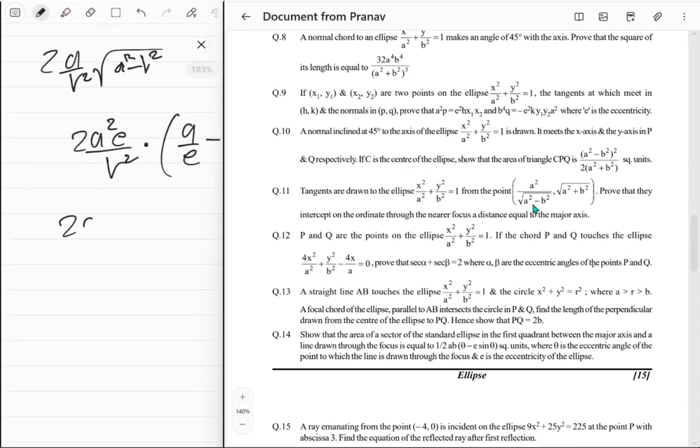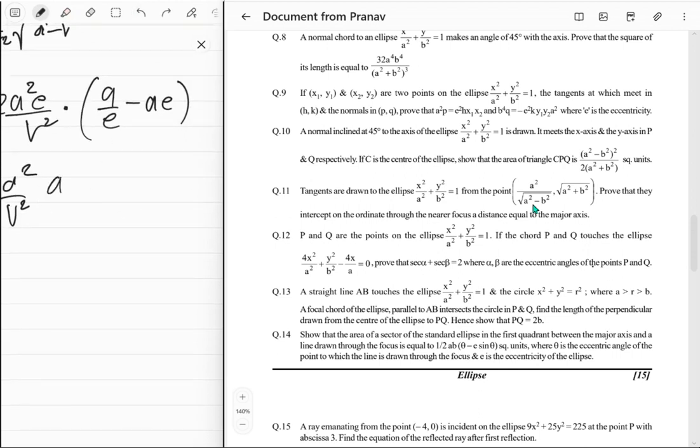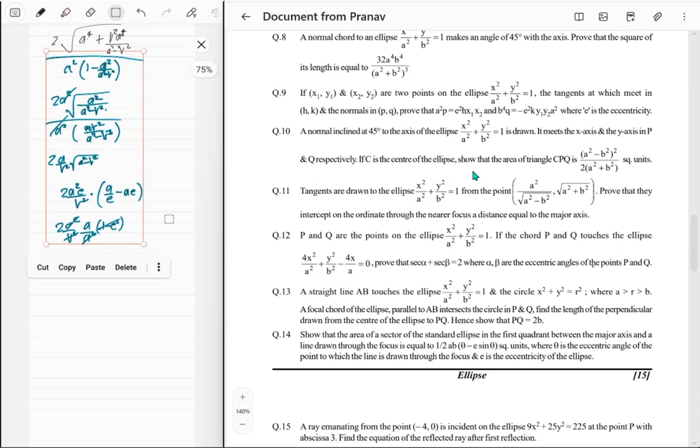So you got 2a square upon b square, and then you got, oh, that a is common, so just a, and then 1 minus e squared. This thing just turns out to be a square. This cancels. It's 2a. Yeah, that's the major axis. I forgot to multiply by d. Okay, now it's correct. Next.